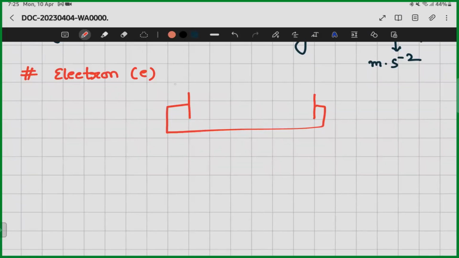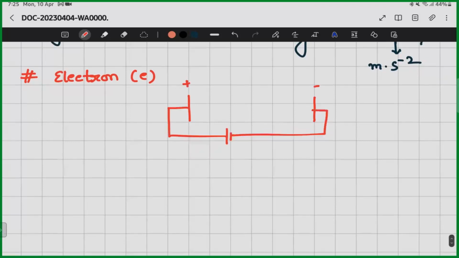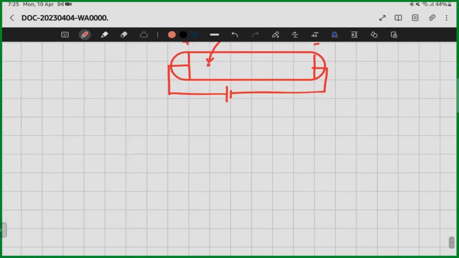Let's say it's plus and minus, like this. And we put an electron here. This is an electron which is at rest, totally at rest. This is not the photoelectric effect. There is an electron totally at rest, and then we apply some potential difference, a potential bias.